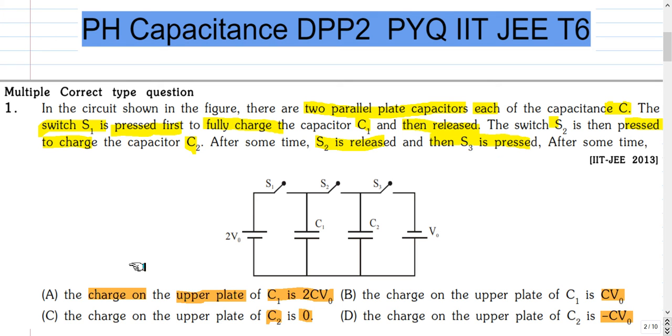After some time, option A, the charge on the upper plate of C1 is 2CV0. B, charge on upper plate of C1 is CV0. Option C, charge on upper plate of C2 is 0. Option D, charge on upper plate of C2 is minus CV0. You can pause the video and attempt this question.